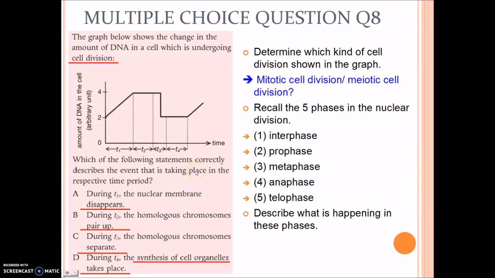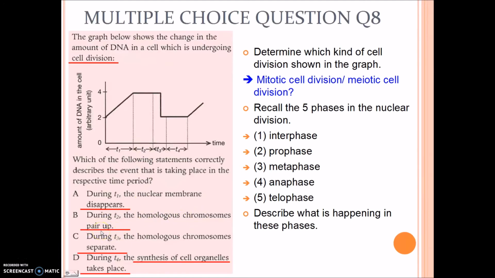So let's take a look at the 4 options in question 8. Option A, during T1, the nuclear membrane disappears. So T1, which phase is it? Interphase, prophase, metaphase, anaphase, telophase? You need to recall what is happening in these phases, and then you will be able to pick the correct answer. And for option B, during T2, the homologous chromosomes pair up.